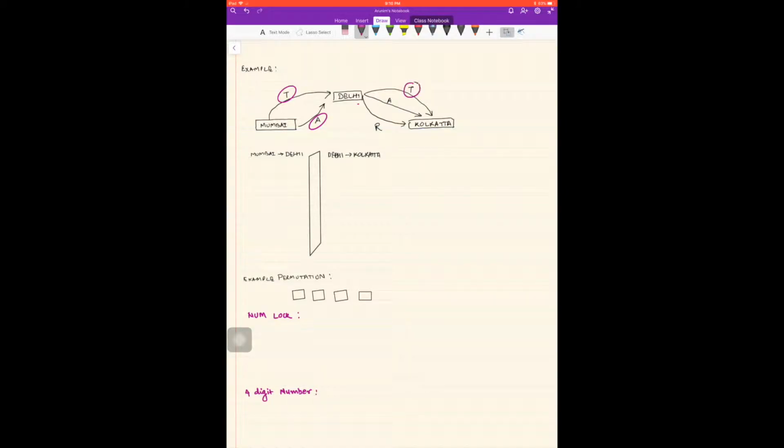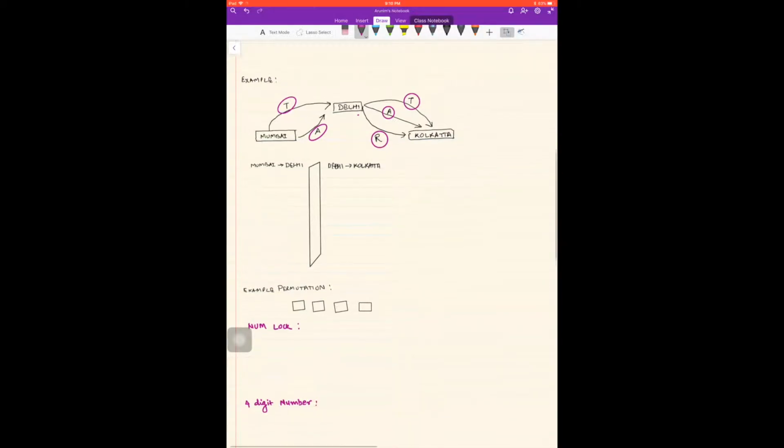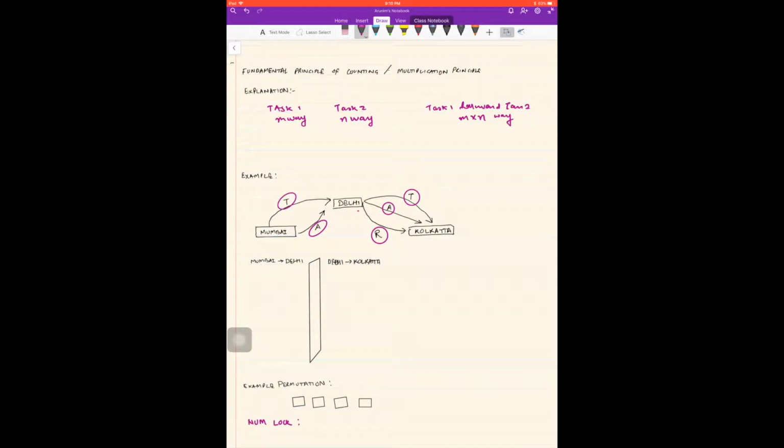And from Delhi to Kolkata, you can travel by train, or by air, or by rail, right? So just having a correspondence with the fundamental principle of counting. Task one in this case is traveling from Mumbai to Delhi. I'll just use a shortcut for Delhi. This is task one, and it can be done in two ways, as we can see: one is traveling by train, and another is traveling by air.